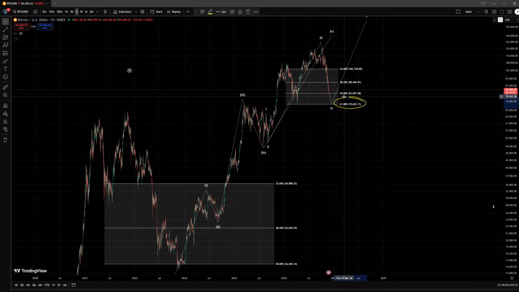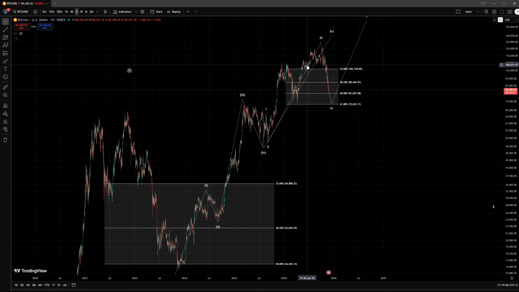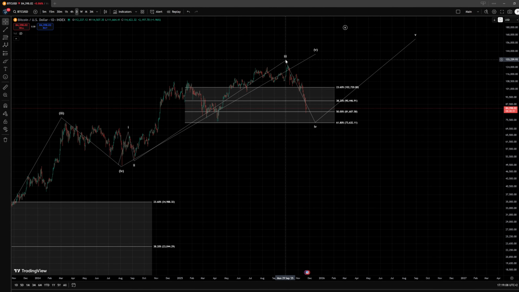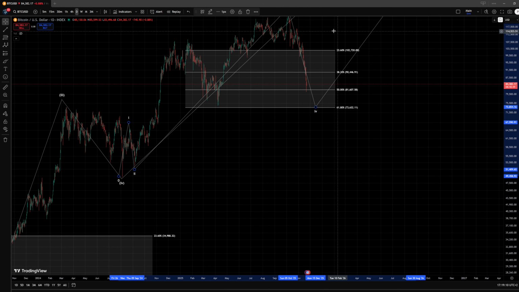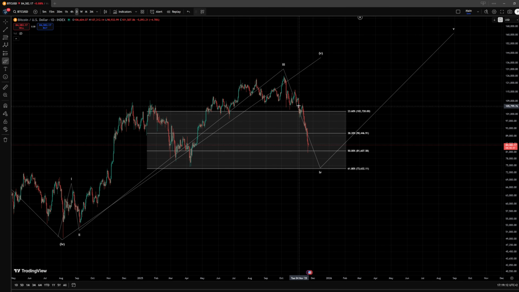So this is the area we will be focusing on here on this chart. Now within this movement to the downside, within this correction, I am looking for a 3-wave structure, basically an ABC pattern to be unfolding to the downside.